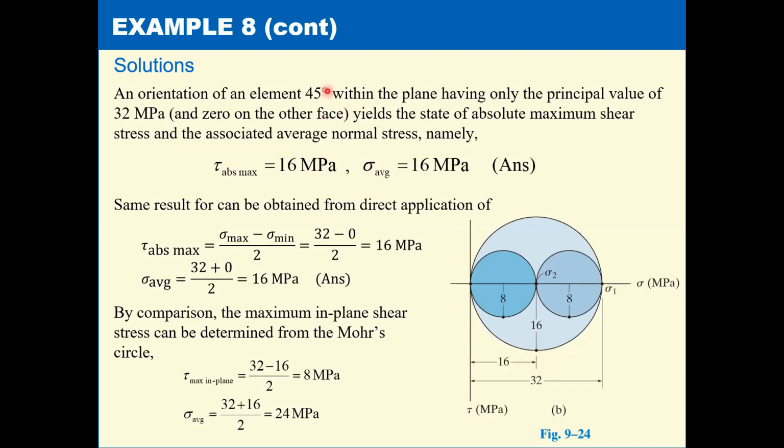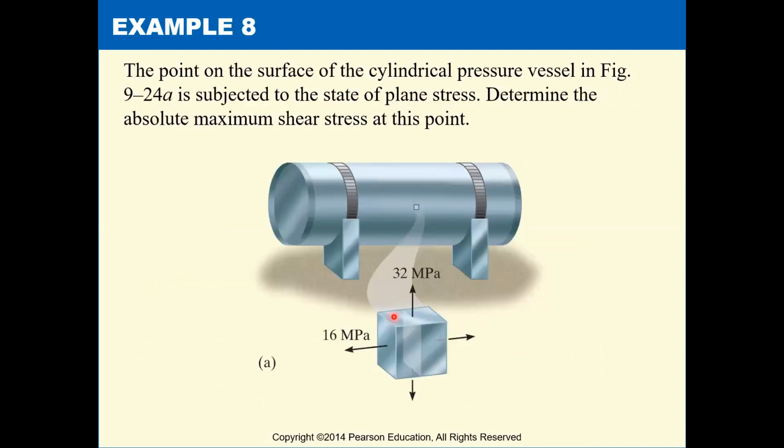Right? And then we mentioned that the orientation of that element is going to be 45 degrees within the plane, having only the principal value of 32. That's our plane for the big outer circle. We didn't give letters to that plane, but it's going to be 45 degrees rotated within that plane. So that would be the plane where we're looking in the direction of this 16 megapascals, where 32 would be coming out of the top and 0 out of the right and left. If you rotate this element 45 degrees, that's where your absolute maximum shear stress is going to be.